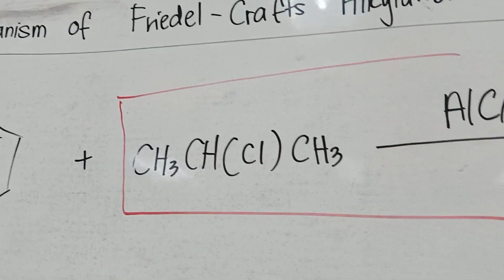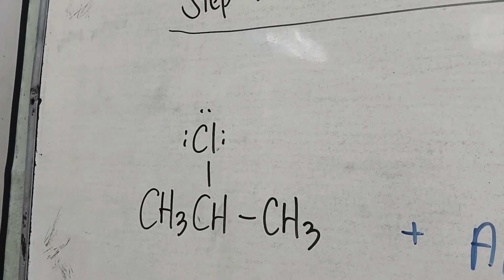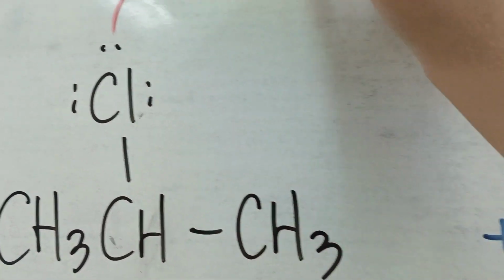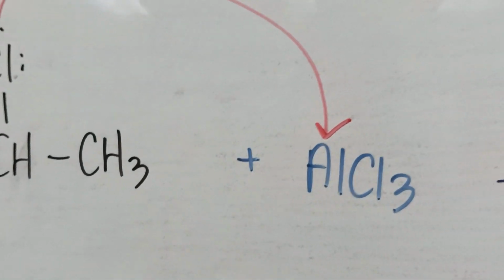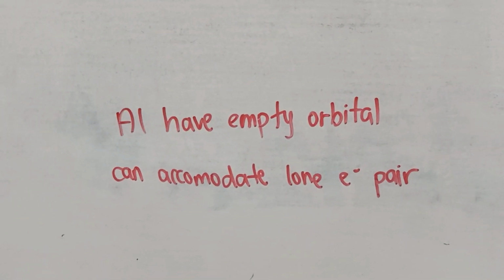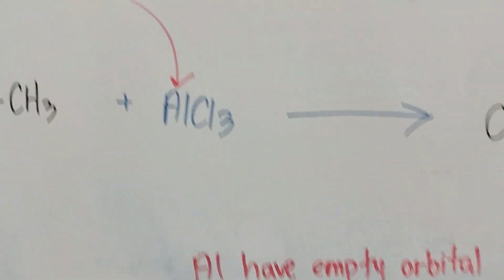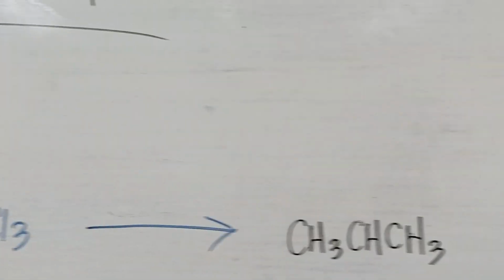Draw this haloalkane in a little bit of expanded form so it's easier for us to draw the arrow. So this lone pair will attack this aluminium. Why? Because aluminium has an empty orbital, so it can accommodate the lone electron pair. Alright, this attack will form a new sigma bond.